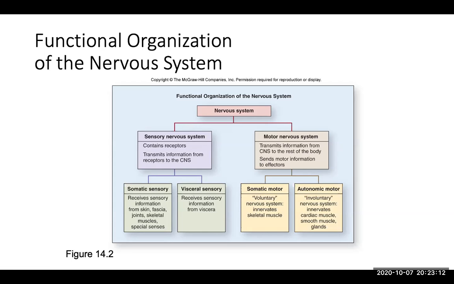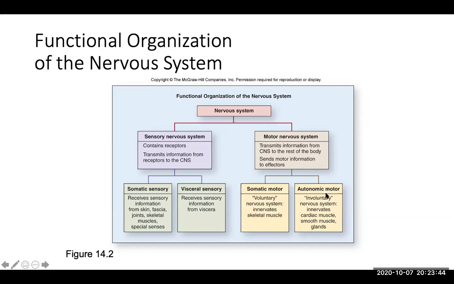So the motor nervous system will transmit information from your CNS, your brain and spinal cord, to the rest of the body. It will send this motor information to the effectors. And these effectors, we name them somatic motor effectors or autonomic motor effectors. Somatic motor means this part of the motor system is the voluntary nervous system. So this will innervate skeletal muscle. It's voluntary, and that means you control this. You tell your arm when to move. You tell your leg when to move.